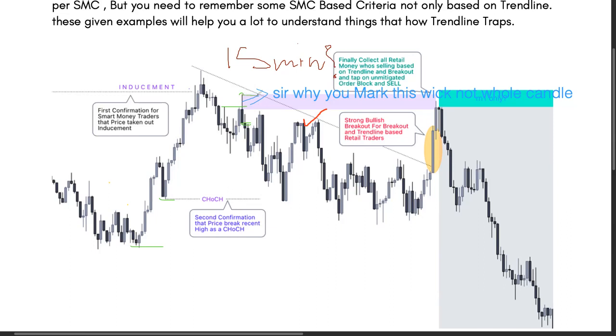Why did I mark this one? Because this inducement was taken out by this move, right? So that's why I marked this one. This is an unmitigated weak, right? And above it, there is nothing. Trendline break, breakout, tap here, and you can sell here. Simple.